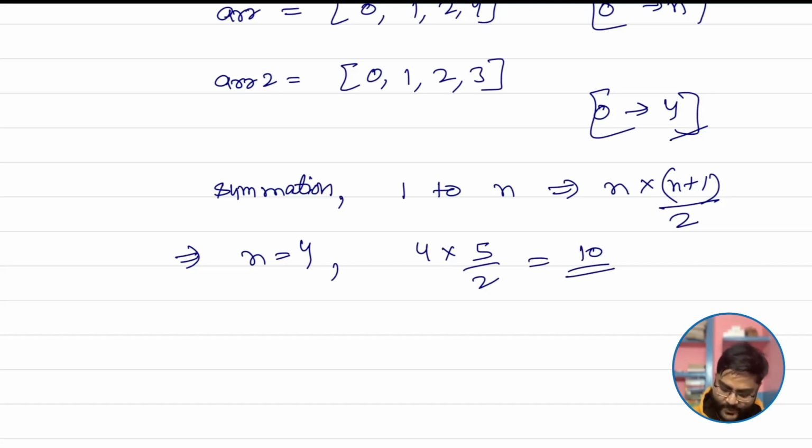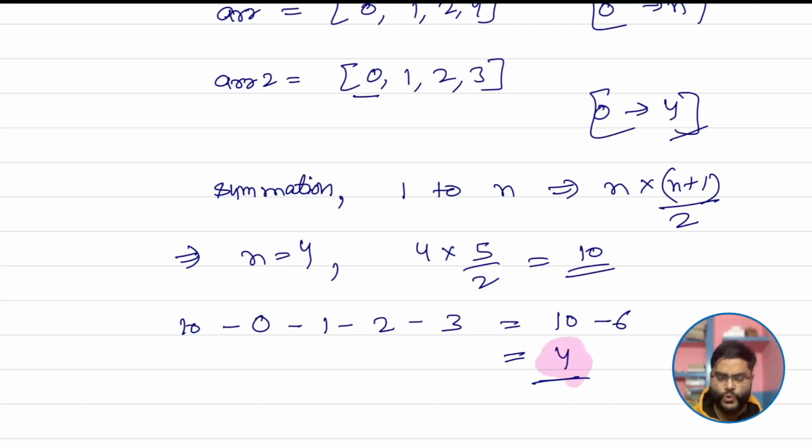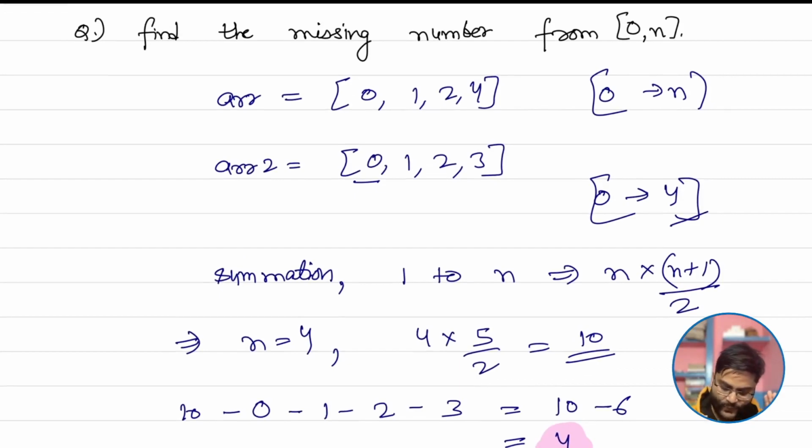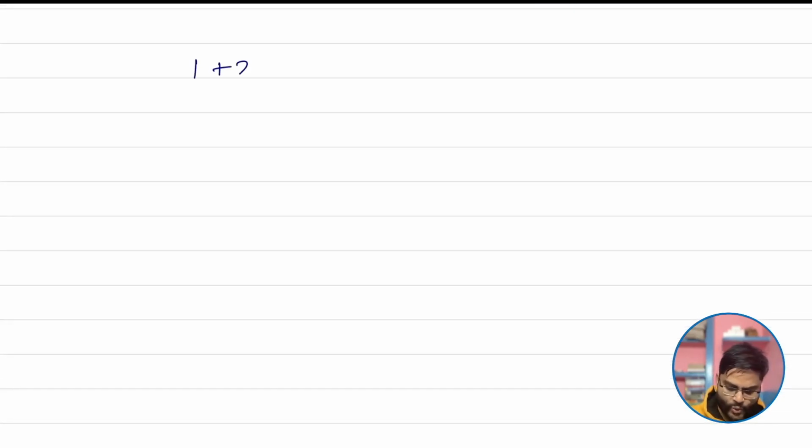And now I keep decrementing the elements which are there. So 0 is there, 1 is there, 2 is there, 3 is there. It will give me 10 minus 3, 4, 5, 6, which is 6. So it will give me 4, which is nothing but our missing number, correct? So the basic approach is to find the summation from 1 to n and keep decrementing these numbers. It is the same as doing 1 plus 2 plus 3 till n minus whatever numbers are there.